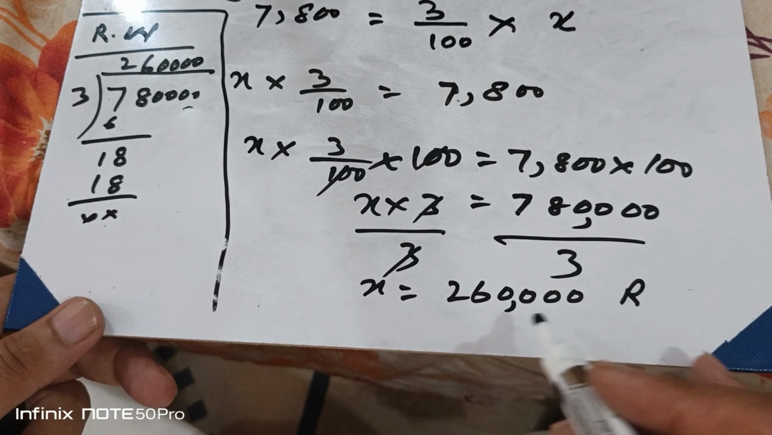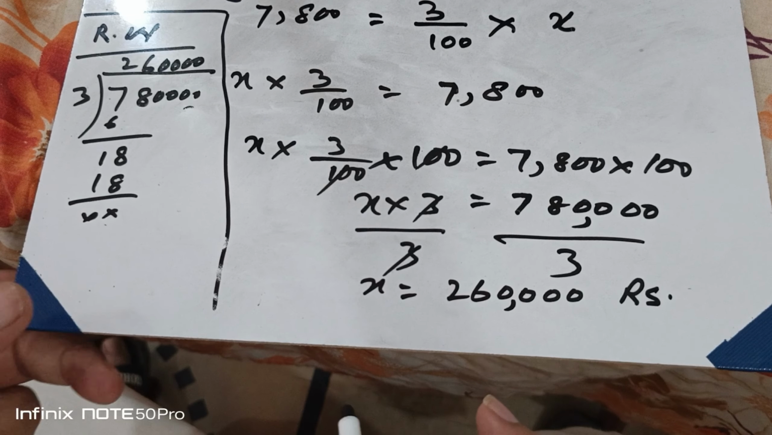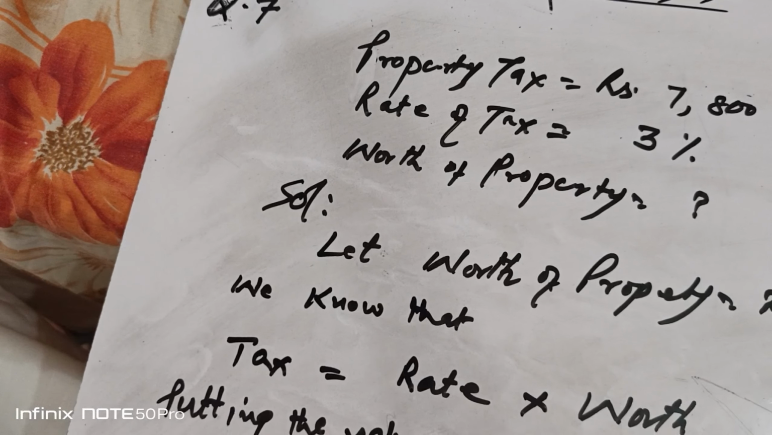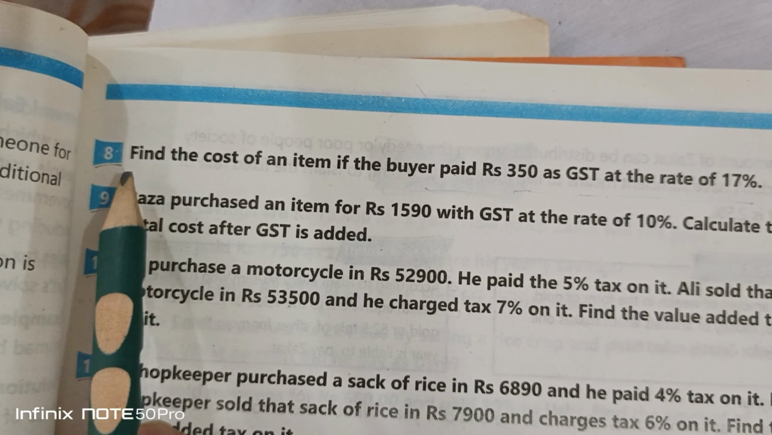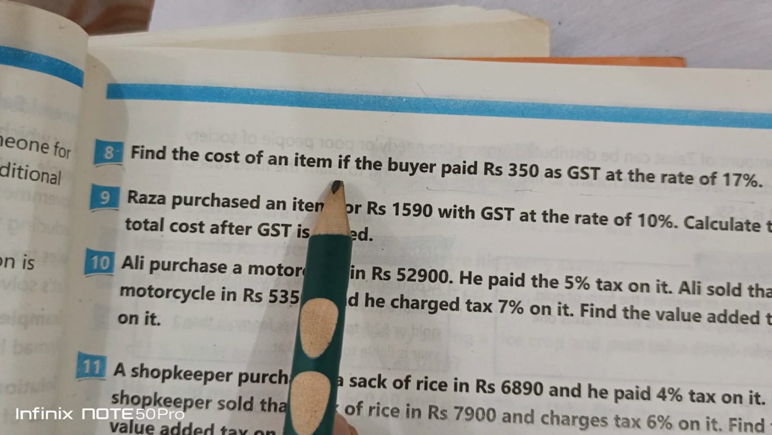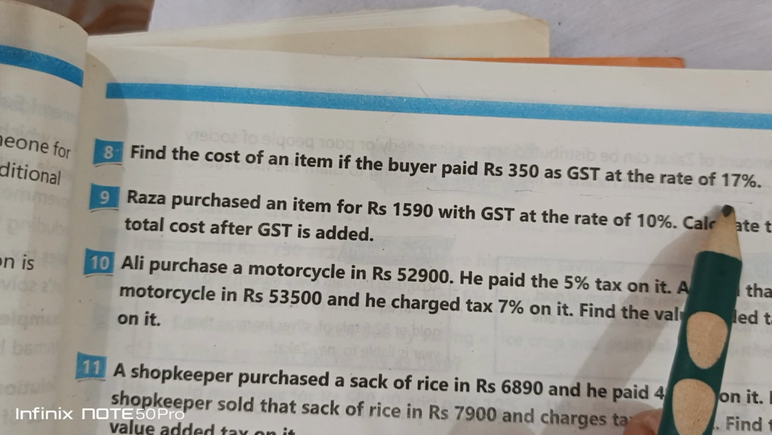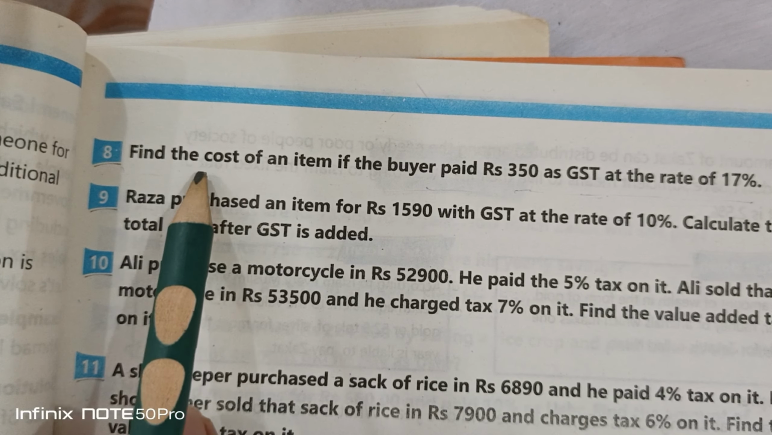This will be read as 2,600 rupees. So this is our answer of question number 7. Question number 8. Find the cost of an item if the buyer paid rupees 350 as GST at the rate of 17%. Cost of an item.